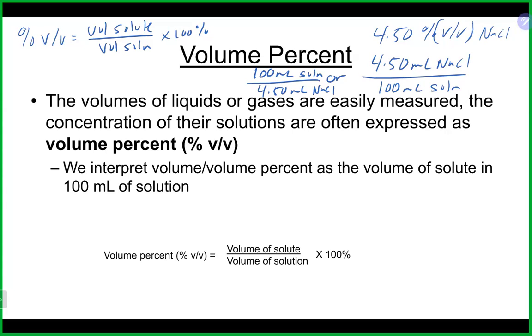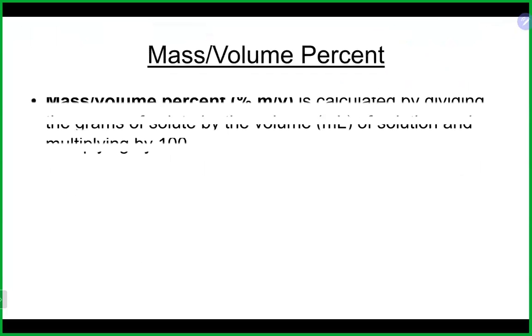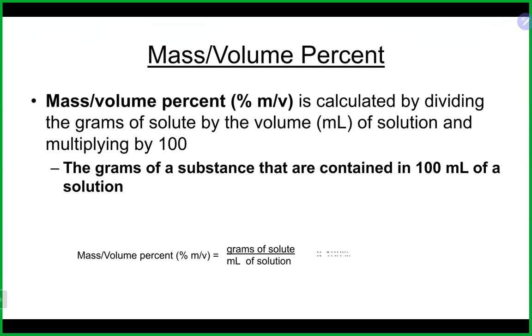So this, again, milliliters over milliliters is usually what we look at. The third percentage is mass to volume percent, which is percent M/V, standing for mass/volume. That is the mass of a solute divided by the volume of solution times 100%. That is grams for mass and milliliters for volume. It's kind of like density, grams per milliliter in a sense. And same idea with this one.